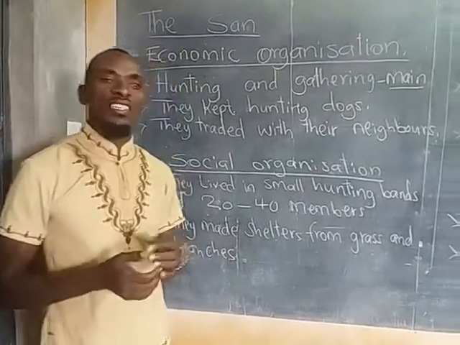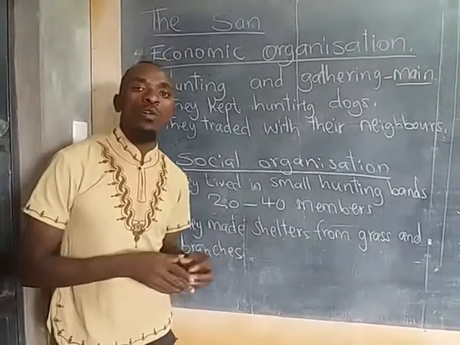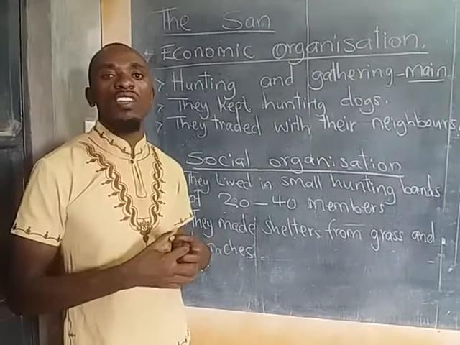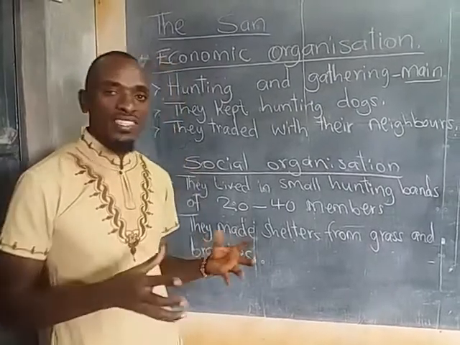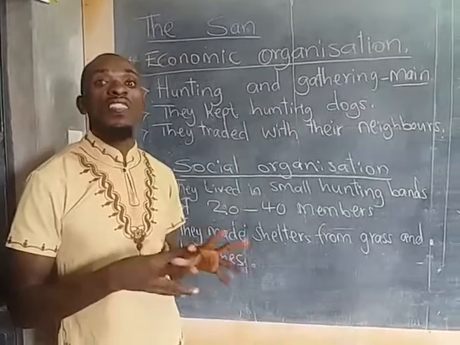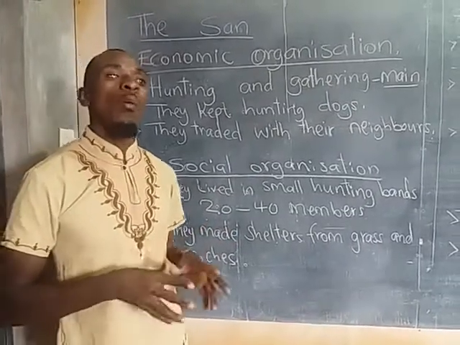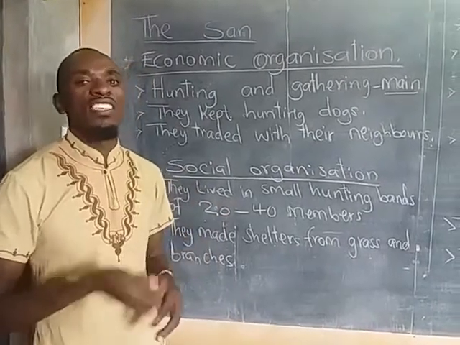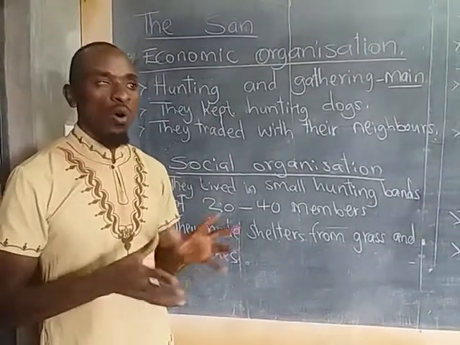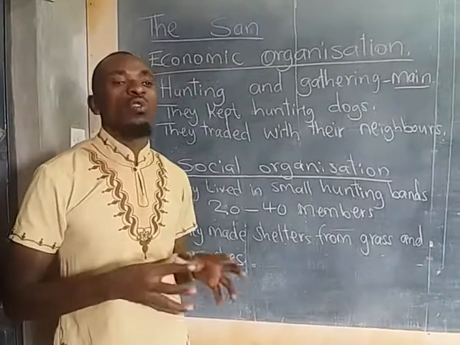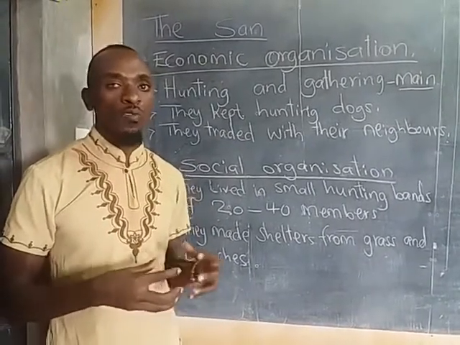In our previous video lesson, where we were looking at the political, economic, and social organization of the Khoisan, we started by saying that the Khoisan, that is the Khoi, also known as the Hottentots, and the San, also known as the Bushmen, were the earliest inhabitants, the people who lived earliest in the central and southern parts of Africa. So in our previous video lesson, we looked at the Khoi. Today I would like us to go through the San.